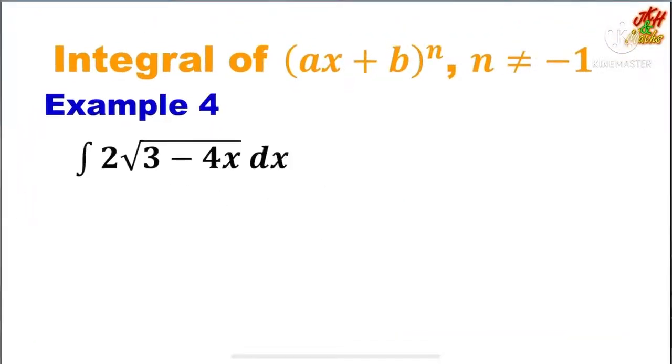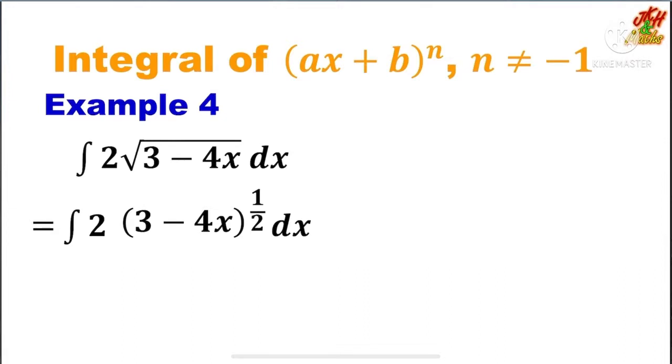And then example 4, integrate 2 over the square root of 3 minus 4x with respect to x. It is equal to, so we convert the root form into the form of 3 minus 4x raised to the power of negative 1 over 2. So therefore, 2 remains outside the bracket. We put the function 3 minus 4x in the bracket.